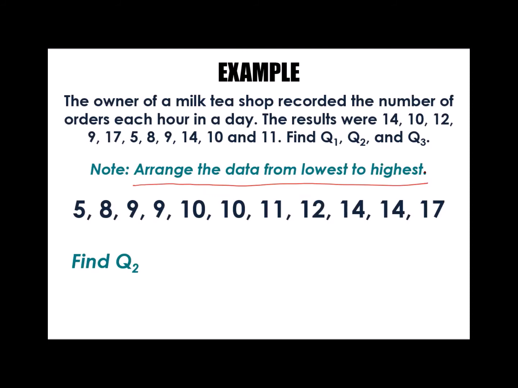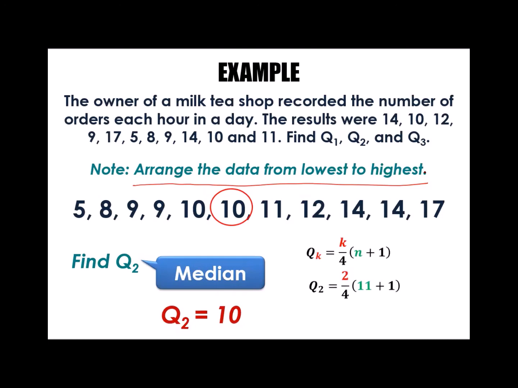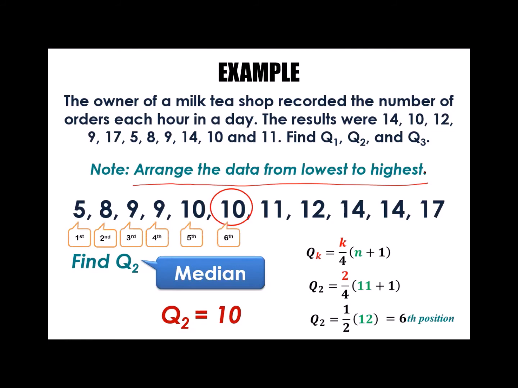So always remember, parehas lang ng mga steps, arrange the data from lowest to highest. So that is the key rule here. Okay? So pagka-arrange mo na, proceed tayo, balikan ulit natin na si Q sub 2 ay median, at ang nakuha nating sagot before ay 10. Tama po, na yung formula ay ginagamit lang natin para makuha natin ang position. So, ganun din ang process natin. Okay? So, yan po ang nakaraan.